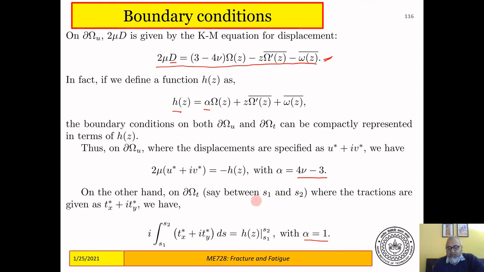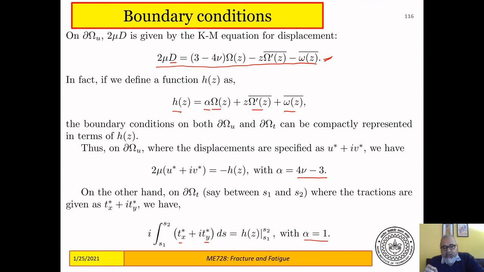And if tractions are specified, as tx star and ty star, then i times the total force is h(z) with alpha equal to 1. So this is the way the boundary conditions can be clubbed into one set of equations, with a different constant. So they can be written in a unified manner. And these boundary conditions will serve as starting points for guessing or determining these analytic functions. Remember, once you have determined these analytic functions, the solution to a boundary value problem in elasticity is unique. So if you can determine these functions, you know all the stresses and displacements all over the body, and that will be the answer to the problem because it's unique.